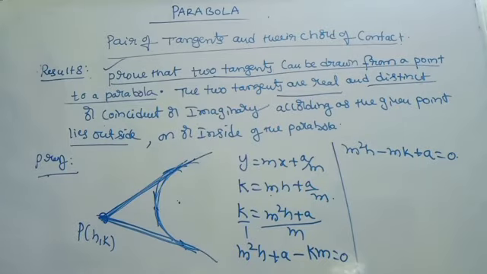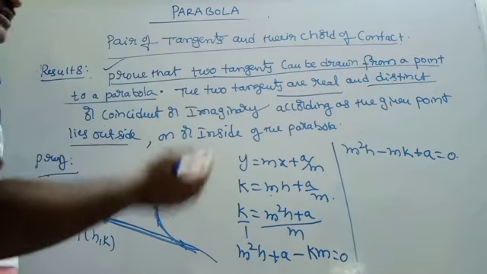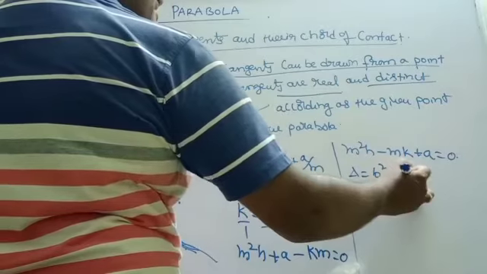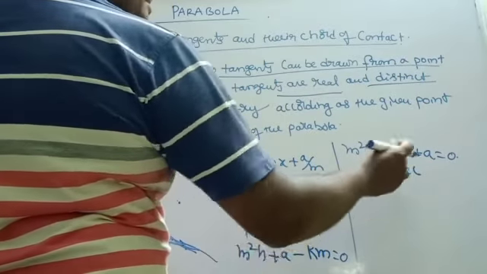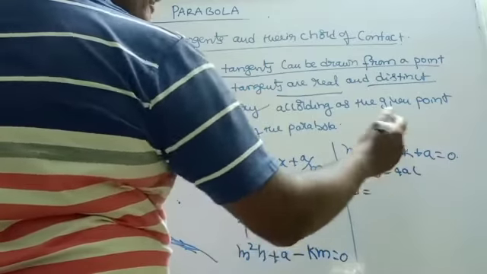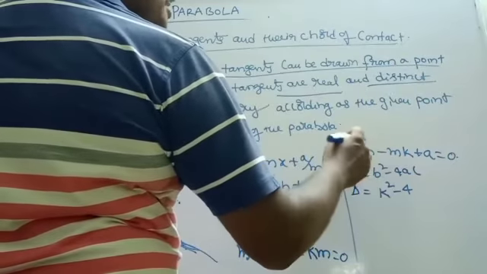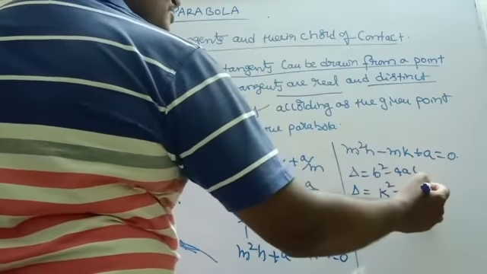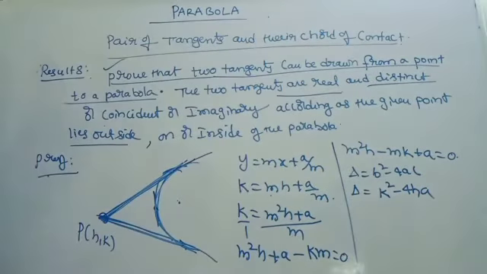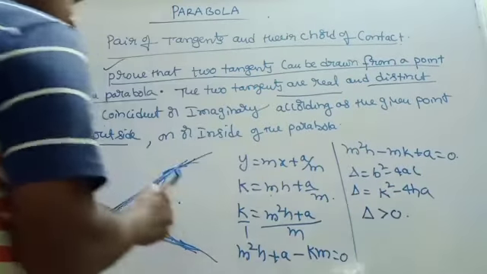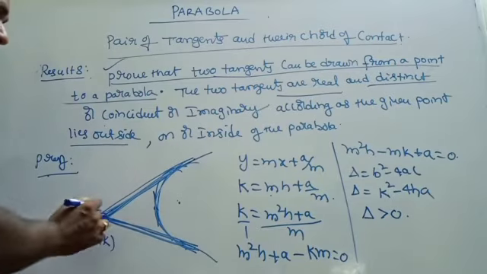Right, my dear students. Now we know that the discriminant, delta, is equal to b square minus 4ac. Here b is the m coefficient, so b square is k square, minus 4 into a, where a is the m square coefficient h, and c is a. This is the discriminant: k square minus 4ha. Now, if delta is greater than 0, then you are going to have two tangents which are real and distinct.